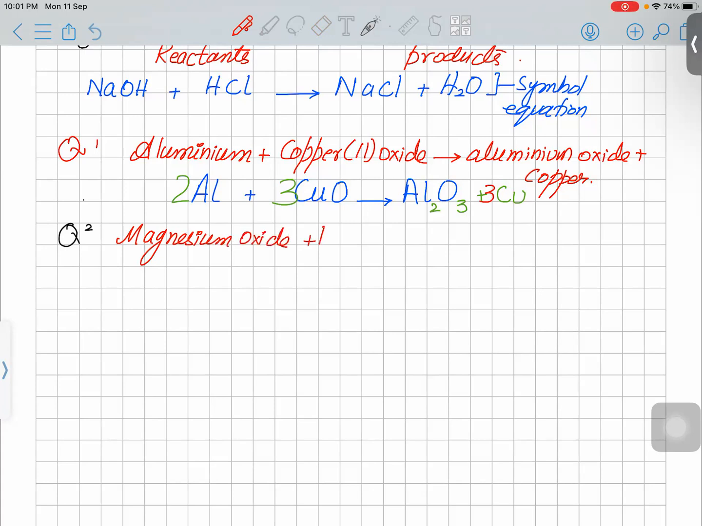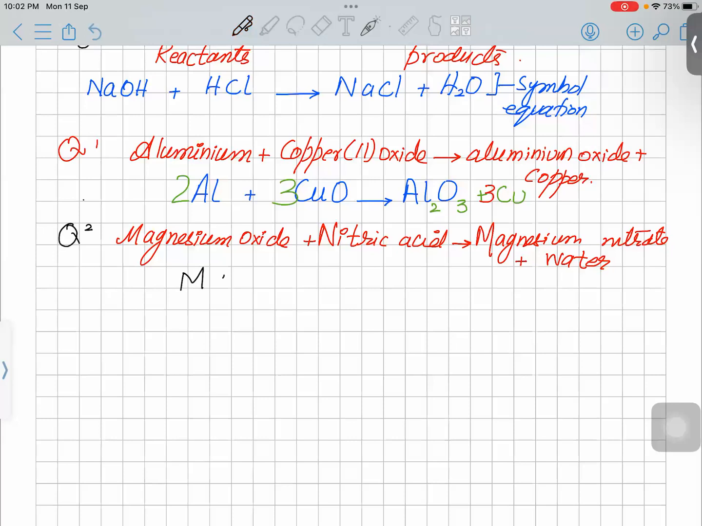Magnesium oxide plus nitric acid gives magnesium nitrate plus water. Now, sir, for magnesium it would be Mg and oxide would be O2. So MgO2 for the first one. Can you repeat? Sir, MgO2.